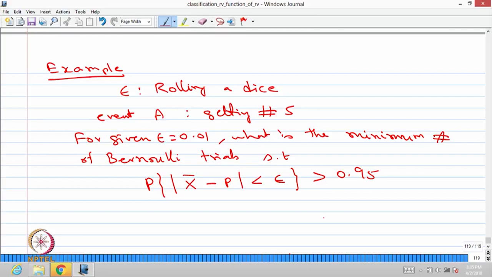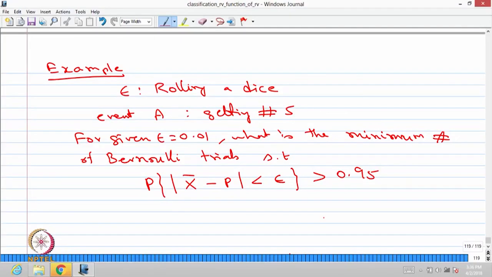The random experiment is rolling a dice countably infinite number of times. The event A is getting a number 5 in each Bernoulli trial. The question is, for a given epsilon, what is the minimum number of Bernoulli trials such that the probability of absolute of x bar minus p, which is less than epsilon, is greater than 0.95. That means a minimum how many number of times we have to roll a dice for getting a minimum probability of 0.95 within the length of epsilon, which is deviated from the p.